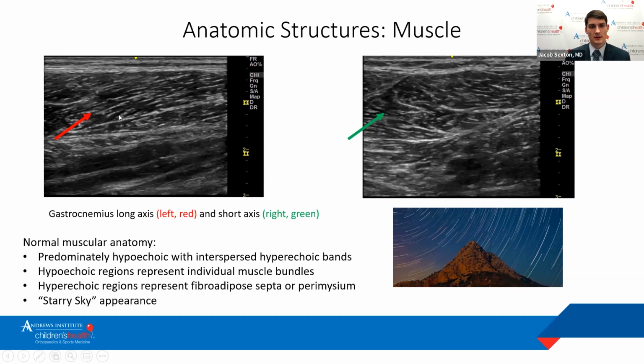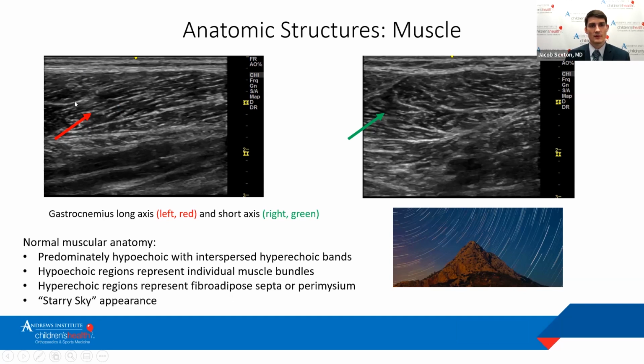So this image here demonstrates a muscle in long axis. This is the gastrocnemius soleus complex here. I have superficial skin structures coming through here. And then I have this nice big structure that almost looks like a slab of steak to me.